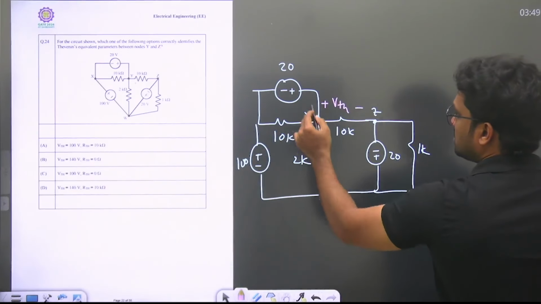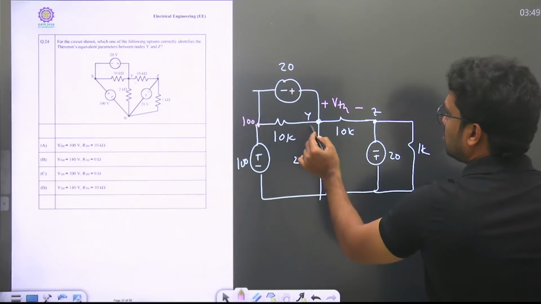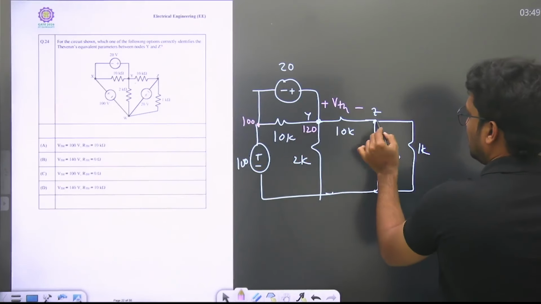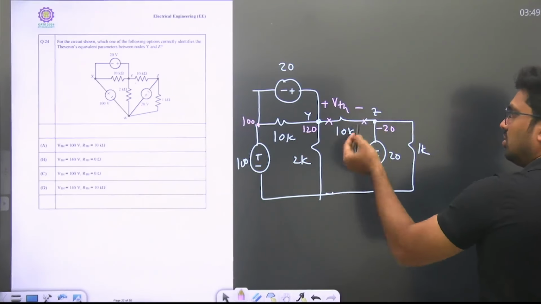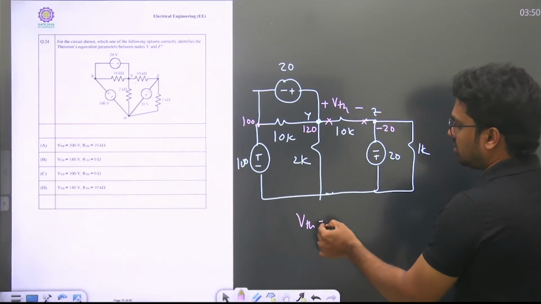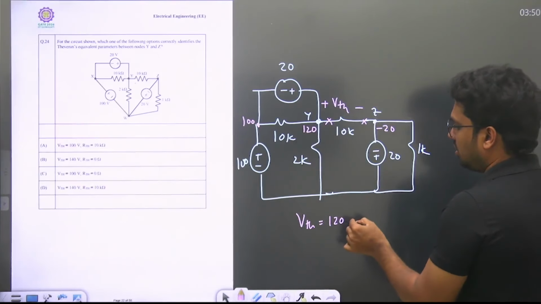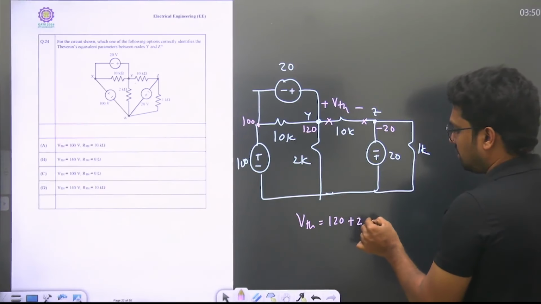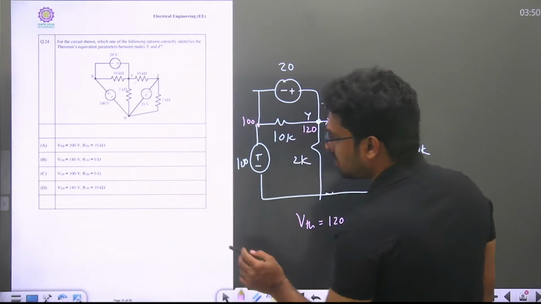Sir, what is VTH? This is 20 and 100. Node voltage is 100, right? And here 20 makes 120. And this is -20, so neglect this and connect. In any case, what is your VTH? The node voltage is the same as the voltage source. 120 minus -20 will give you 140. So 140 is my VTH.